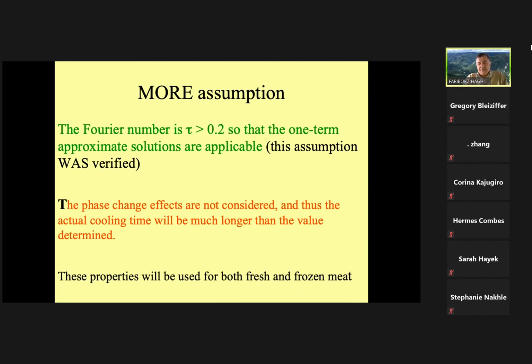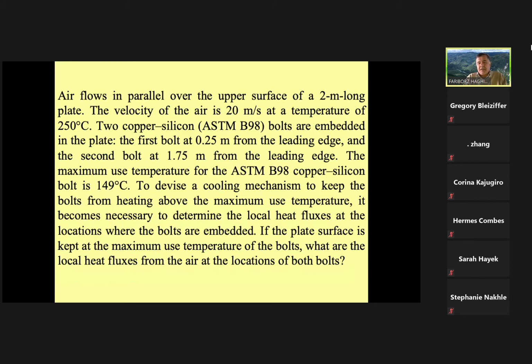Again, we assume the properties we use for fish and water are the same. Here we assume the conductivity of water is the same as the conductivity of ice. That's not correct, but this is an assumption. We have to make sure every solution that we have makes sense. Now, read this problem and try to do it.